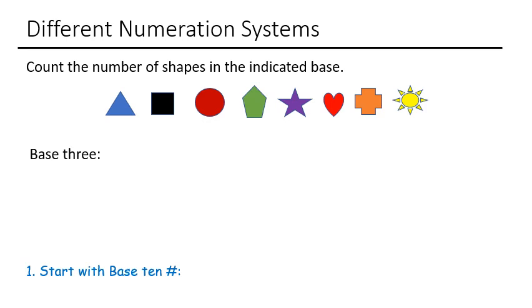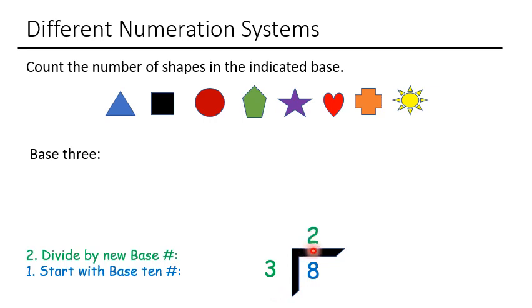So the first thing that you want to do is you want to start off with your base 10 number. So in that case, our base 10 number is 8 because we have 8 shapes. All right, then the second thing that we're going to do is we're going to divide this number by our new base number, which is 3 because that's the new base that we want to put these in. So we are going to divide 8 by 3. When we do that, we get 2.